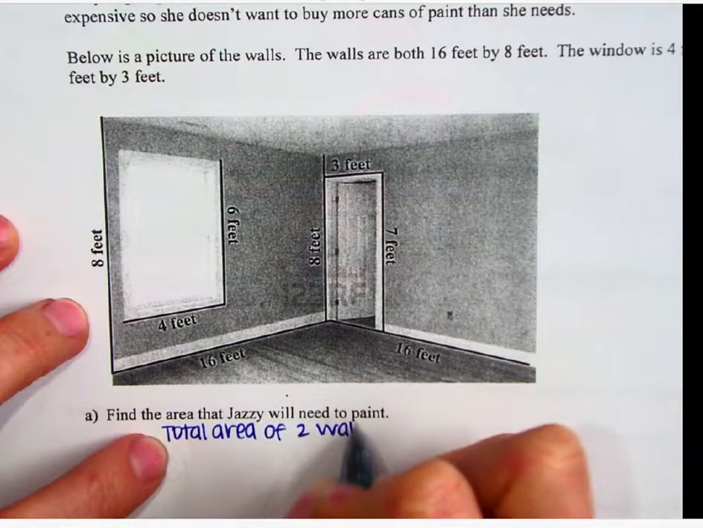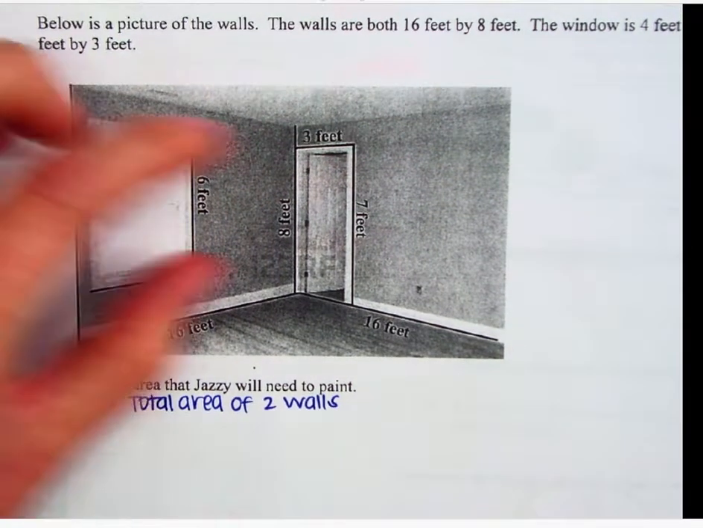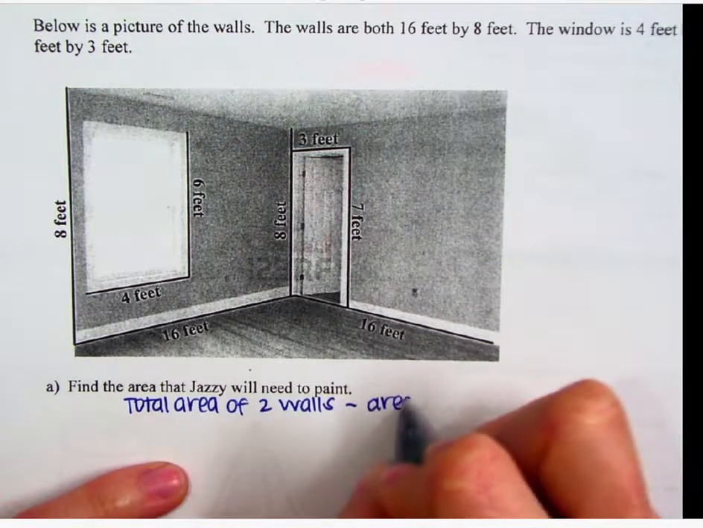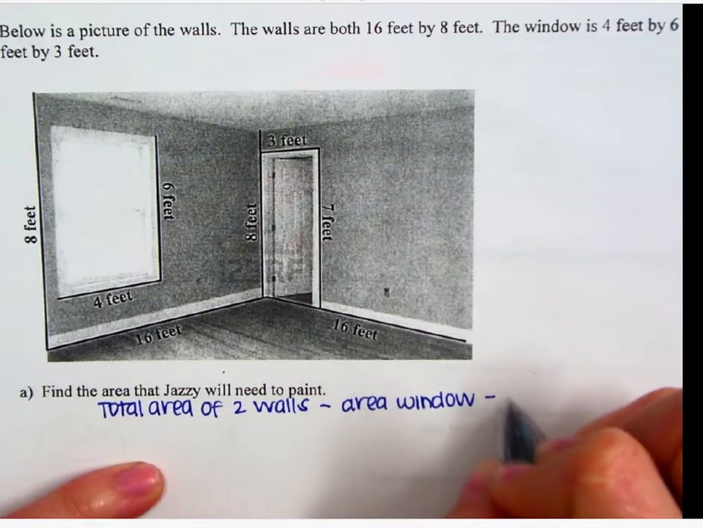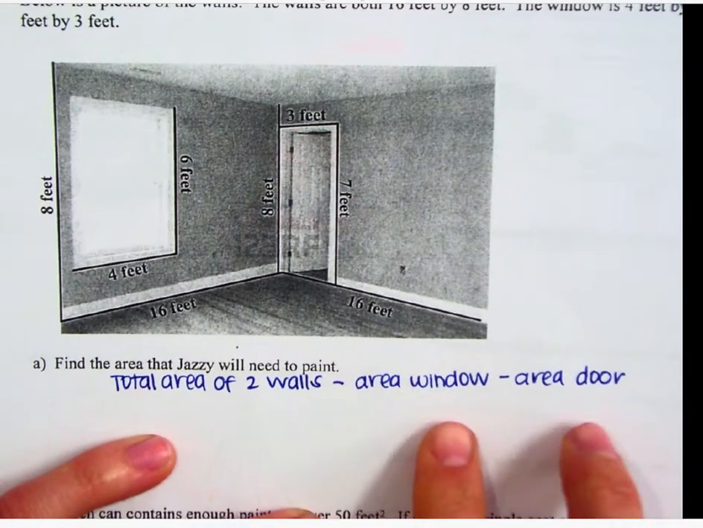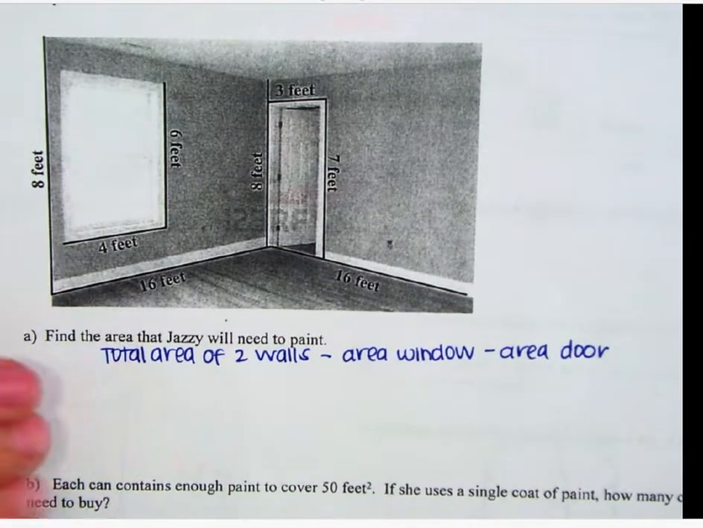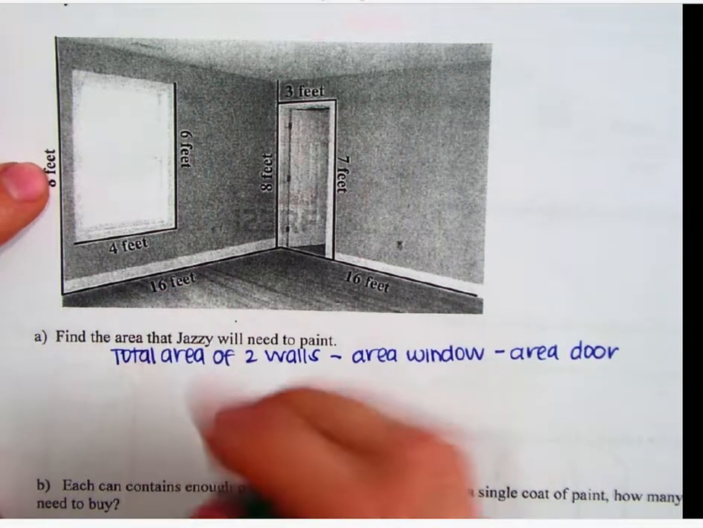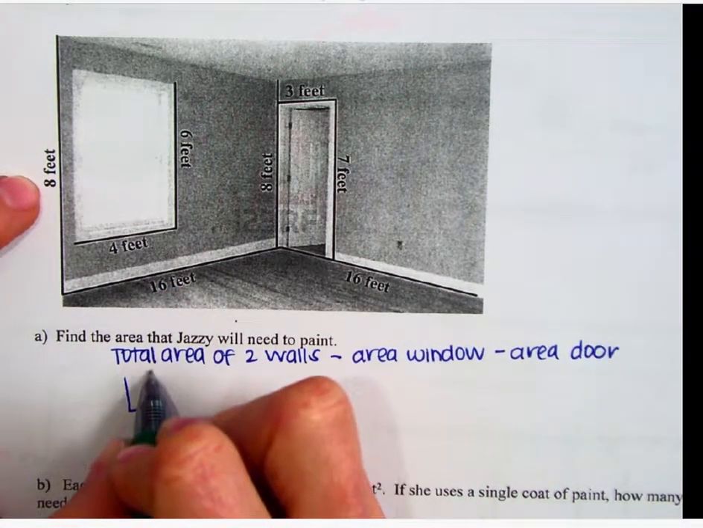So we're going to find that total area, but we don't want to paint the window and we don't want to paint the door. So from this, we're going to subtract the area of the window, and then we're going to go in and subtract also the area of the door, because those are not going to be painted. So we don't want to buy paint for that square space. So to find the area of 2 walls, we know that both of the walls are 8 by 16, right?